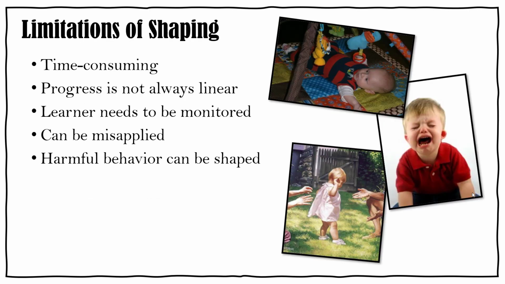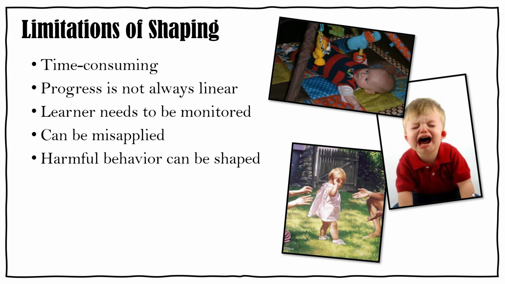It is very time consuming. The progress is not always linear. You always need to monitor the learner because you can actually misapply shaping. We often say that shaping is an art and that you have to essentially catch the next closer approximation. If you don't continually monitor the learner and don't catch that approximation, you might shape a skill that looks nothing like your target behavior. And then one other thing is that harmful behavior can be shaped too.